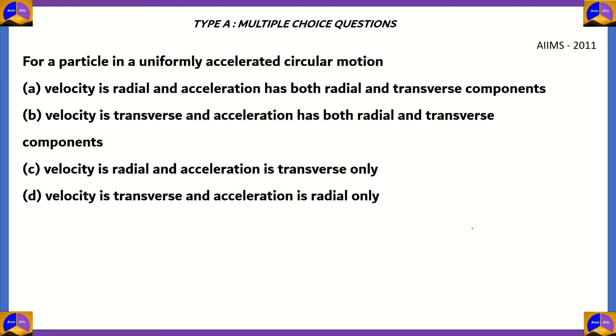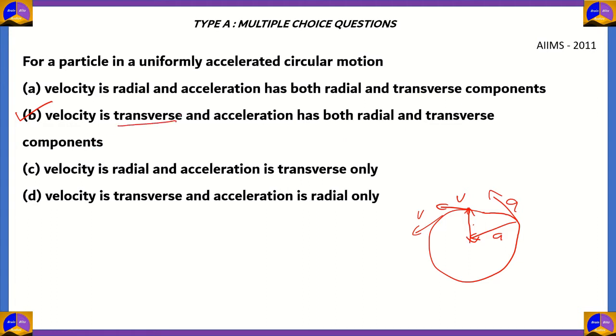If you look at a uniformly accelerated circular motion, you notice right away that the direction changes with respect to time. Therefore, there is always a change in velocity. Because of the change in direction, velocity always changes. And acceleration has two components: a component that goes tangentially, which is called tangential acceleration, and another component that goes radially, which is radial acceleration. So therefore, option B, velocity is transverse and acceleration has both radial and transverse components, is the right answer.